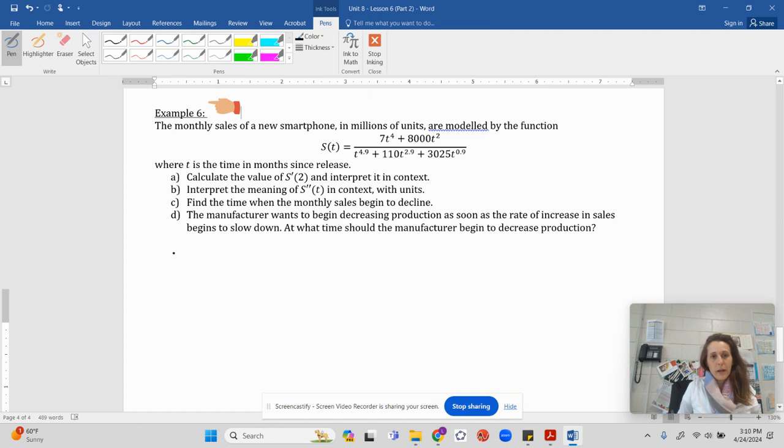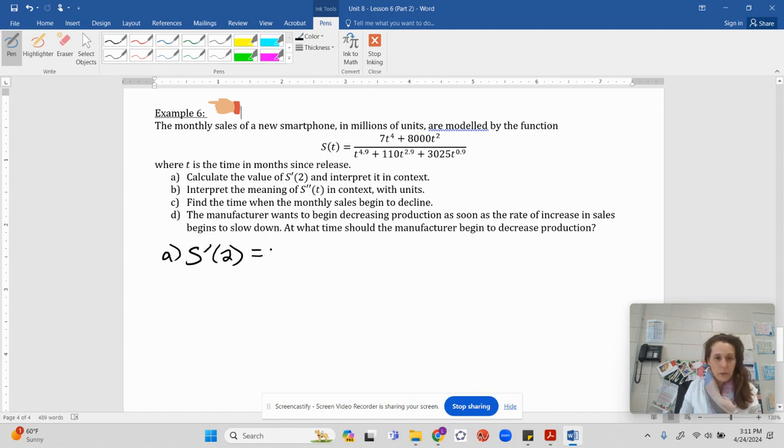This is monthly sales of a smartphone T months after it's been released. Calculate the value of S prime of 2. You should be able to use the calculator to do that. We've talked about a couple of ways. From the graph screen, you can go to menu, analyze graph, and choose dy/dx or derivative at a point and type in 2. Or you can go to the home screen of the calculator menu and find the derivative from there. So play around, see if you can find it. If not, you can ask next class. But we have gone over this.